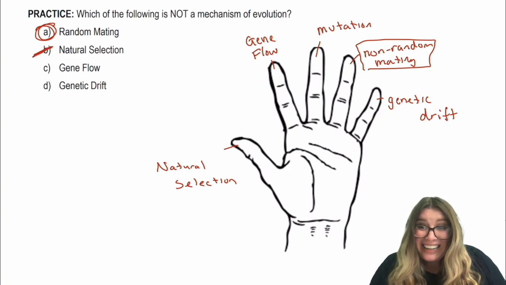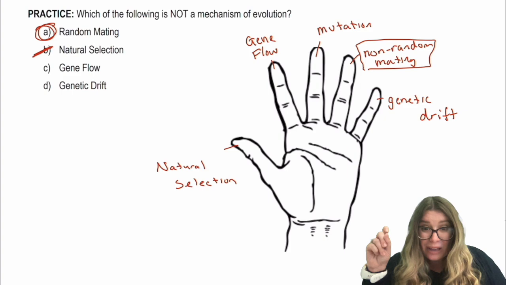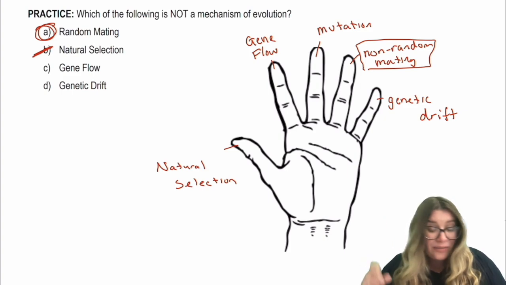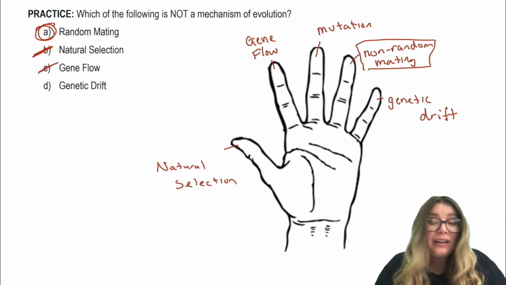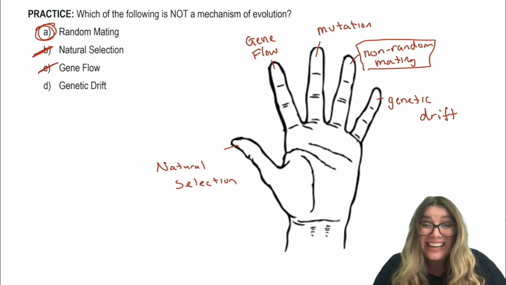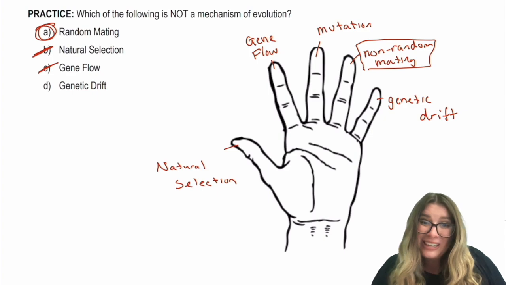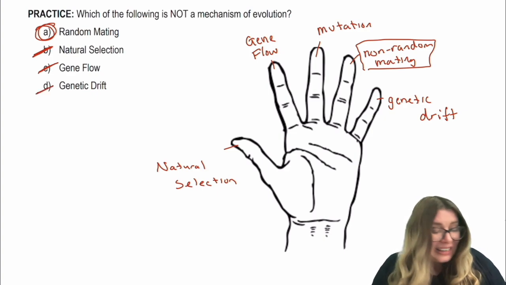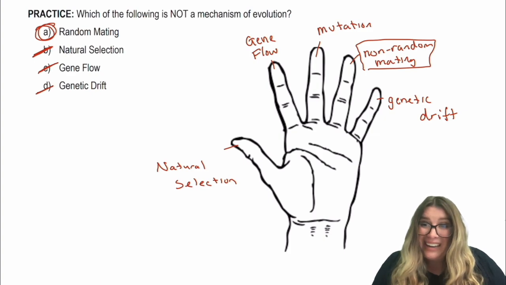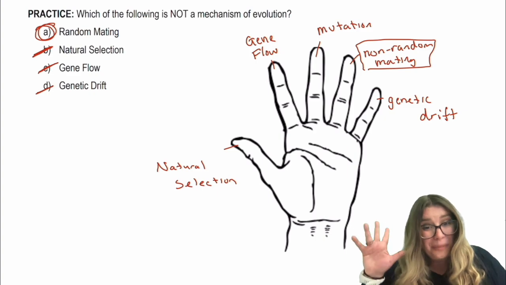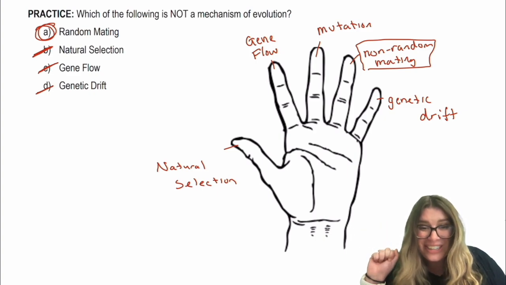Answer choice C says gene flow. Flowing is movement. That's our index finger. We can cross off that one. And finally, answer choice D, genetic drift. That's our pinky finger because it affects those small populations more, and it's due to chance. So that's not it as well. Random mating is not a mechanism of evolution. I hope you remember these 5 fingers of evolution.